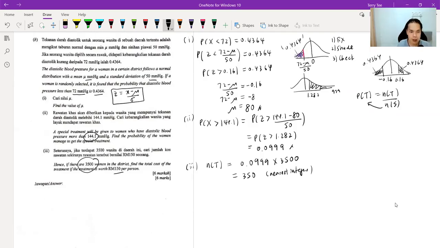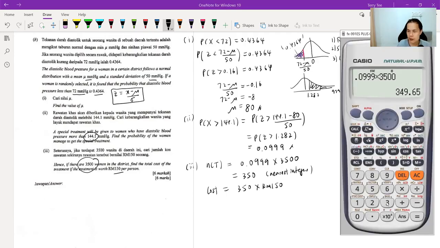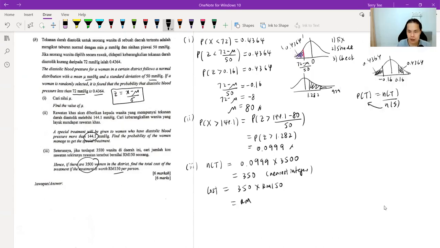Now, how much is the cost? Yeah, to find the total cost, for one person the treatment cost is RM 150. So for 350 people, we multiply by 150. My cost is 52,500. Yeah, 52,500.